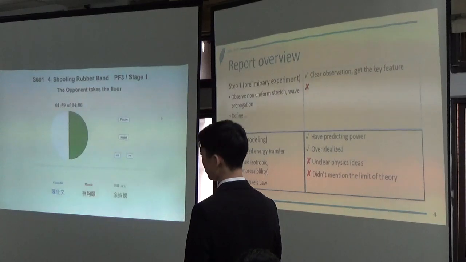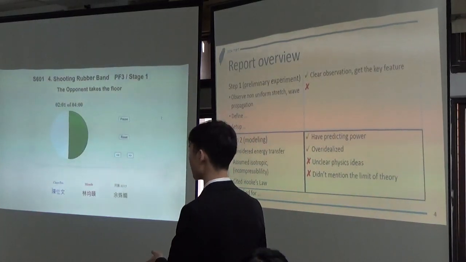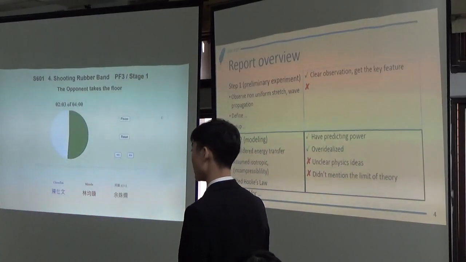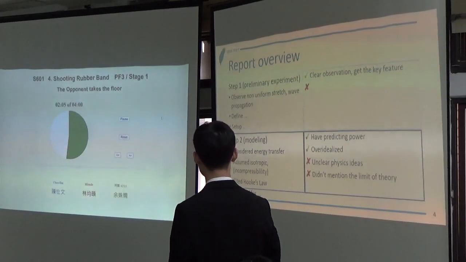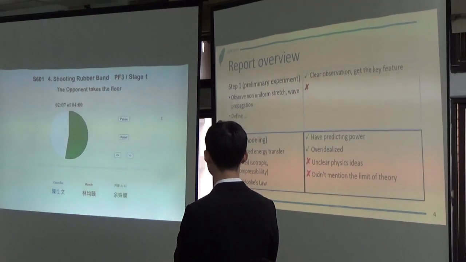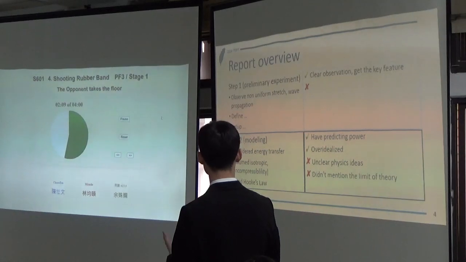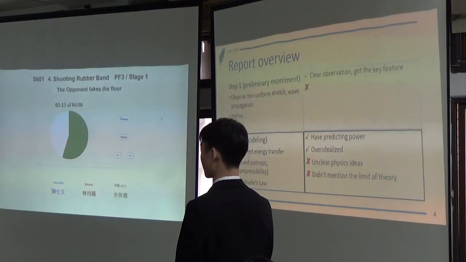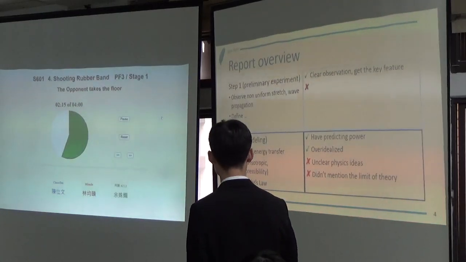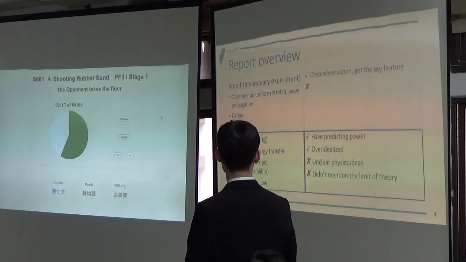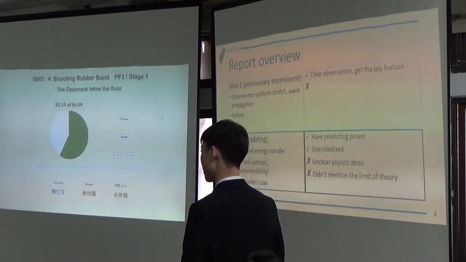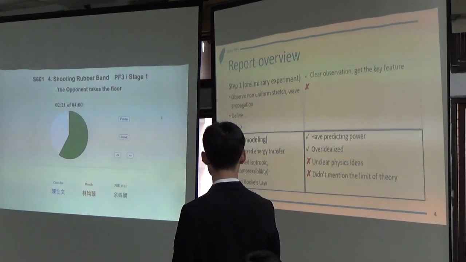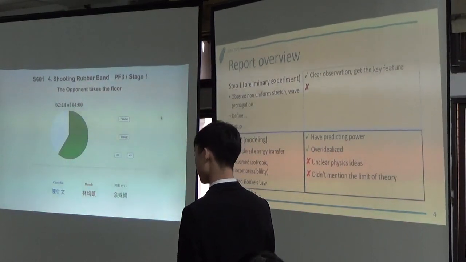You consider energy transfer of potential energy into translational and rotational kinetic energy. And you assumed that the rubber band is isotropic because you used Hooke's law for springs. Yes, you cited Hooke's law. We think that this model has predicting power, but we think that you didn't mention the limit of the theory.